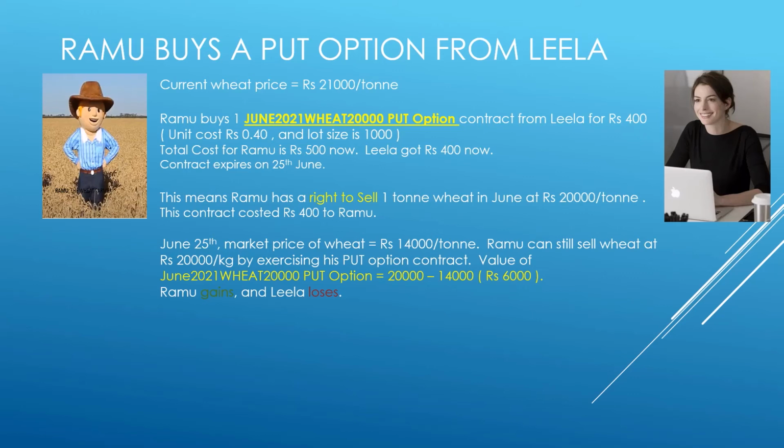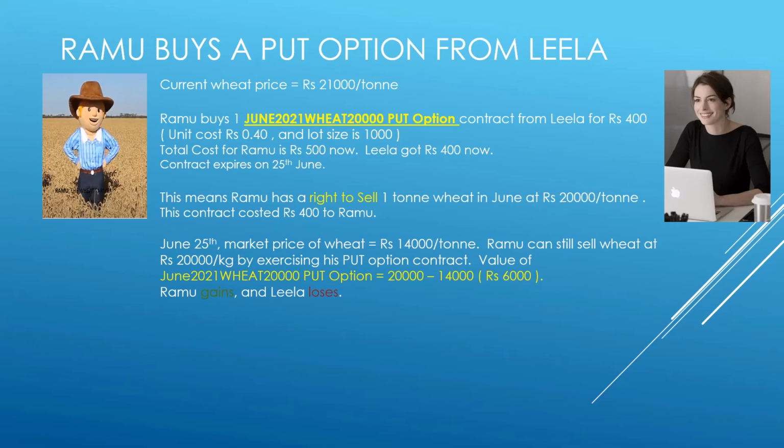By then, the value of that put option contract will be determined based on how much lower than the strike price the underlying commodity is trading in the market. Here, the contract was selected for the 20,000 price. Now the market price is 14,000. Now the value of this put option contract became 6,000. Ramu gains and Leela loses. Sounds easy, but this kind of scenario happens very rarely.